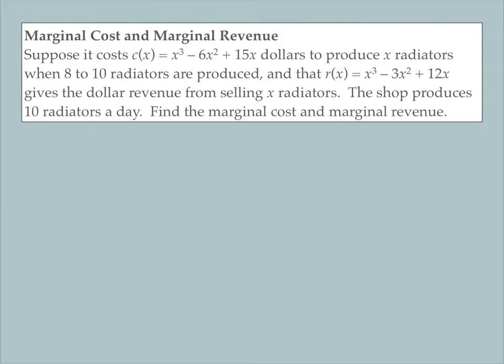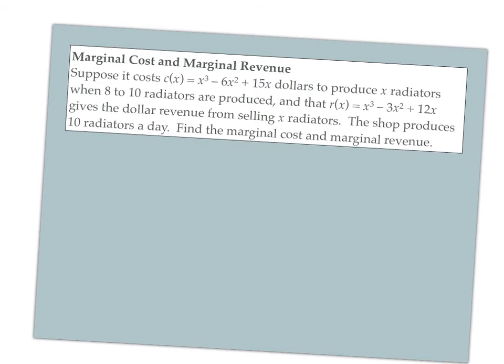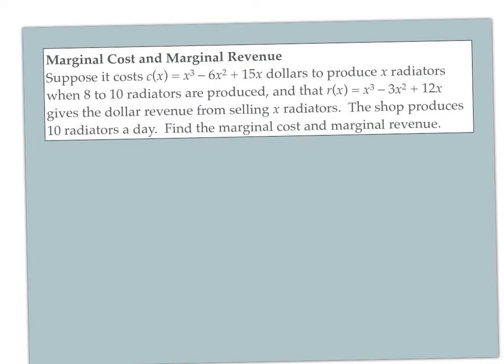Okay. So suppose it costs x cubed minus 6x squared plus 15x dollars to produce x radiators when 8 to 10 radiators are produced. Okay, so it's telling us that's the cost. If you're only producing 8 to 10 radiators, it's going to cost you this much money. And R of x equals x cubed minus 3x squared plus 12x gives the dollar revenue for selling x radiators. The shop produces 10 radiators a day. Find the marginal cost and the marginal revenue.